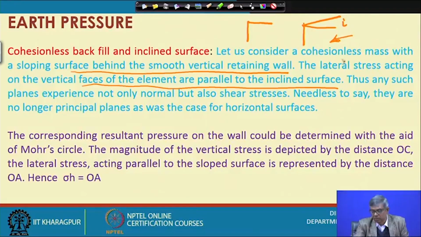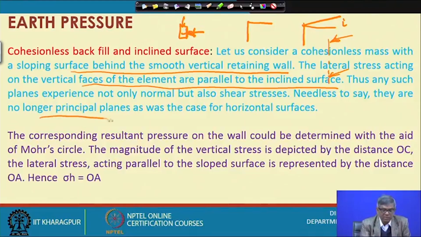So, at any point along this, the direction of the pressure will always be parallel to the inclined plane. Thus any such planes experience not only normal but also shear stress. In the active case we considered earlier, at any point we showed only the normal stresses. But now, when there is an inclined surface, not only normal stress will be there, there will be shear as well. So, needless to say, they are no longer principal planes.